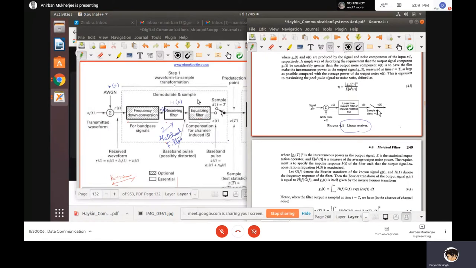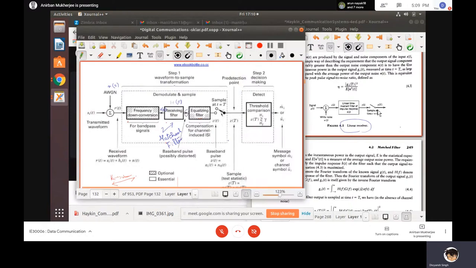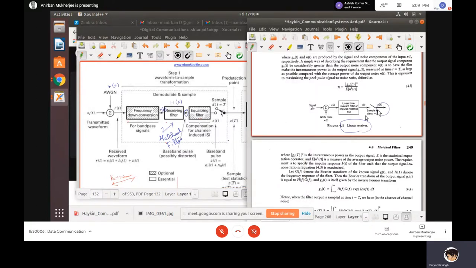Now this H(f) or h(t) you have to choose. What is the optimization criteria? The optimization criteria is that you have to choose h(t) in such a way that at the output, here, when the equalizing filter is not there, at t equal to capital T, your SNR at its output should be maximum for a given transmitted signal wave.